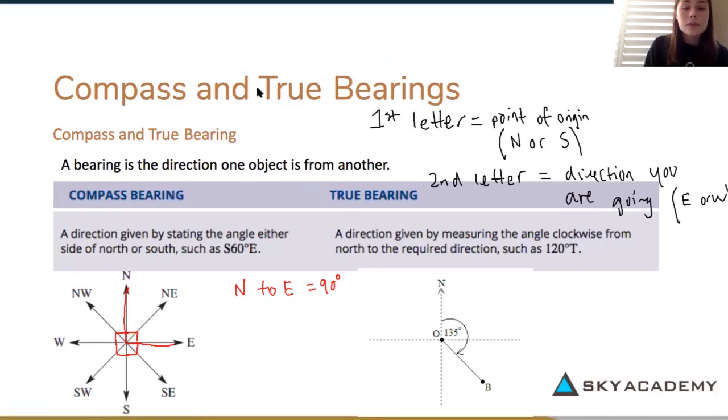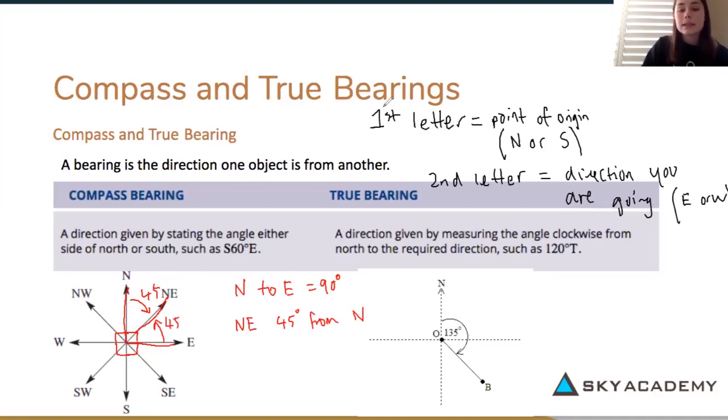And therefore, we can come to the conclusion that northeast is going to be 45 degrees from north. Because if northeast is directly halfway between north and east, and between north to east is 90, half of 90 is 45. So here to here is going to be 45, and here to here is going to be 45, and that is going to indicate 90 degrees.